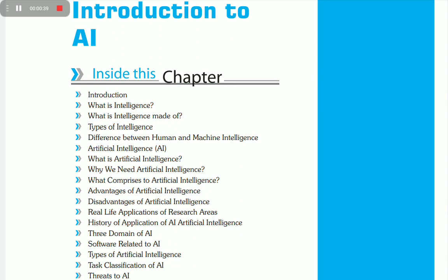Advantages of artificial intelligence, disadvantages of artificial intelligence, real life applications in different areas, history of application of AI, three domains of AI, software related to AI, types of artificial intelligence and task classification of AI.